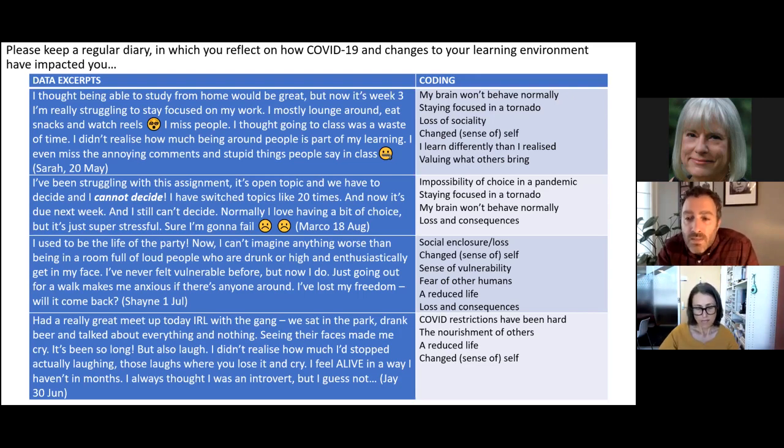Or does that make sense? Yeah, I think we wouldn't use saturation as a concept, because it's sort of for reflexive TA. We've written a whole paper on that if people are interested, but for various reasons I won't go into now because of time. What you have to have is enough data to be able to capture a range of meaning making or experiences.